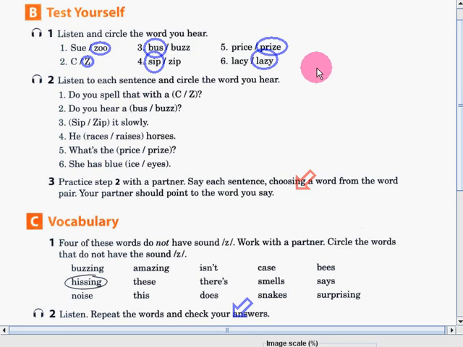Okay, one more tip. If you want to produce the Z sound correctly in a word, you have to say it at first slowly, so that you will be paying very close attention to the sound. Like for example, in the word lazy. Practice saying the word 5 times. Then, if you're already at ease with the sound, then you can say the word a little bit faster. Lazy.